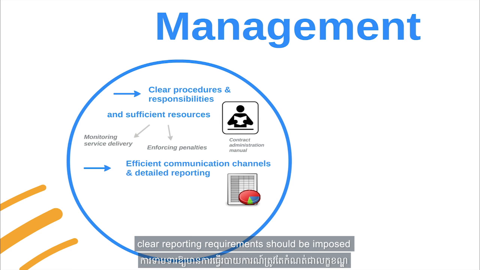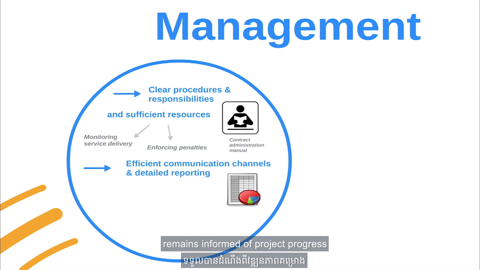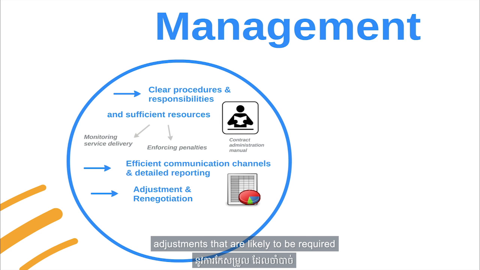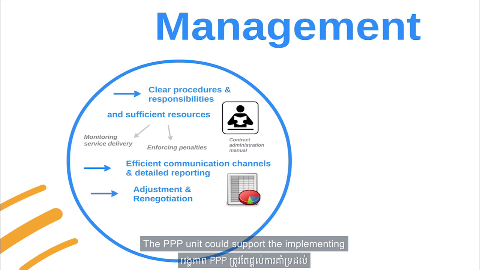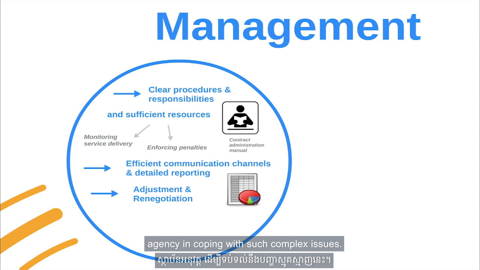For example, clear reporting requirements should be imposed on the private partner so the public authority remains informed of project progress and can identify potential problems early on. Project management procedures should also establish protocols to implement the continuous adjustments that are likely to be required throughout the life of a long-term project. For example, procedures should be established in case the contract needs to be renegotiated as a result of unforeseen events. The PPP unit could support the implementing agency in coping with such complex issues.